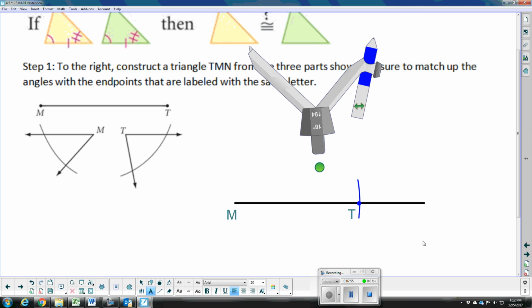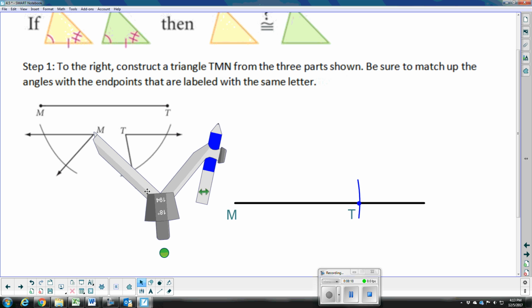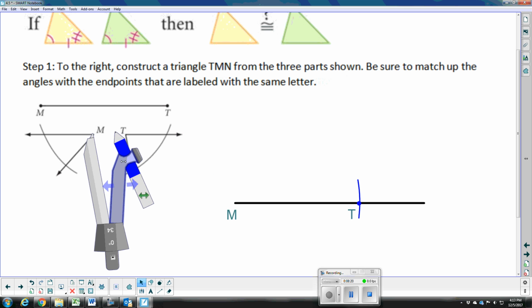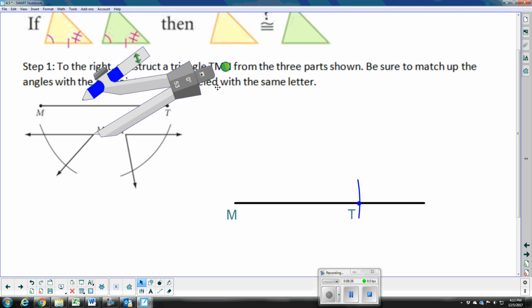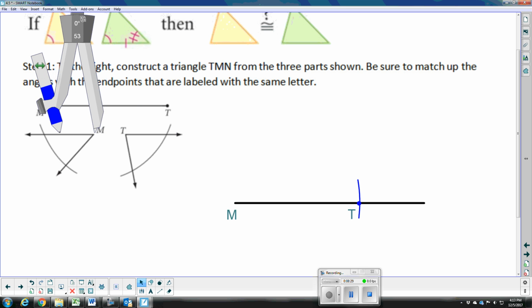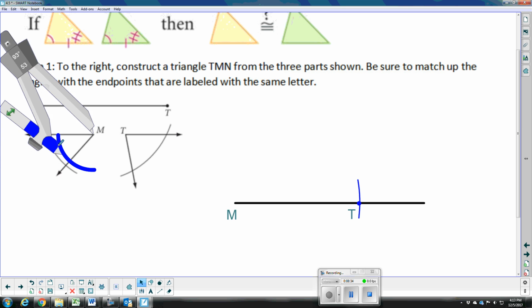Now, it doesn't really matter where you duplicate your angles. You could have drawn that segment anywhere. But you just need to have that side duplicated because that's our fixed side. That's going to be our included side. And then we need to duplicate angle M and angle T. All right, so let's use our compass. And if you remember how we duplicate angles, our first step is to draw an arc, and it can be anywhere, any size, but draw an arc.